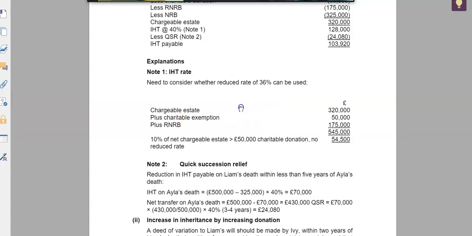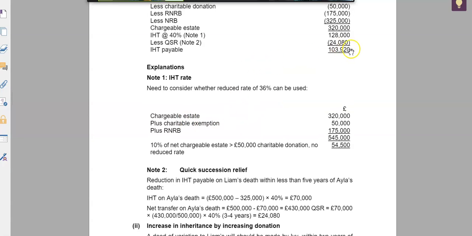Exactly. Okay, so the inheritance tax rate applied was 36%. Why is that so? Because the chargeable estate was how much? 320,000, as you can see here. Plus the charitable exemption 50,000. Plus the residential nil rate band, that's 175,000. So that's 545,000. And you are making a charity donation of £50,000. So that's 54,500.